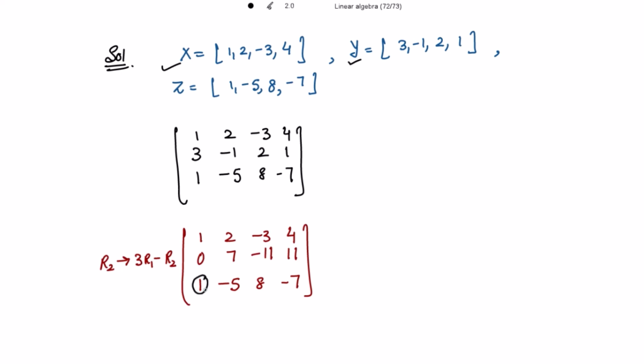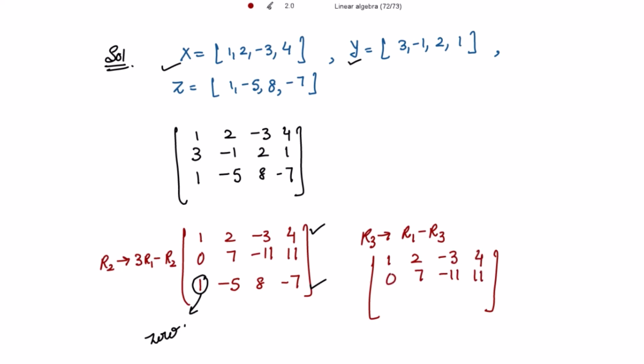And now I need to get 0 in place of this 1. For that, we just subtract row 3 from row 1. So I need to change row 3 by subtracting row 3 from row 1. Because we need to change row 3, I am writing the first and second rows as they are. 1 minus 1, that is 0. 2 minus 5, that is plus 5, that is 7. Minus 3 minus 8, that is minus 11. 4 minus 7, that is plus 7, so 4 plus 7 is again 11.